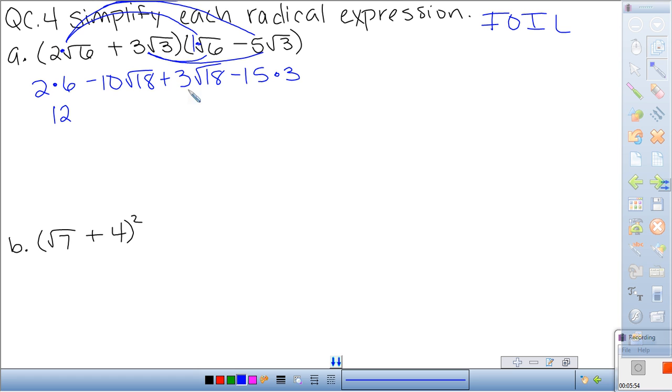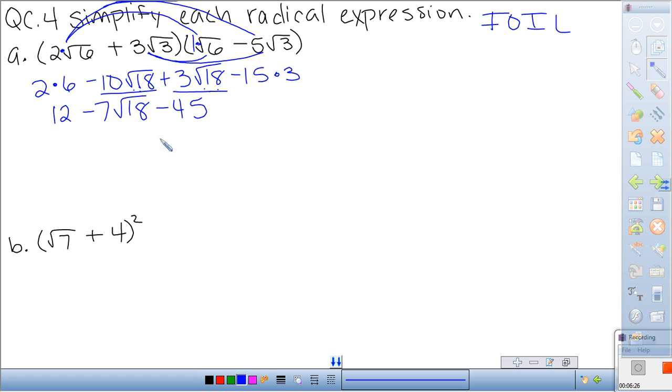I prefer to combine like terms first. That way you have a lot fewer numbers, a lot fewer terms to deal with. So negative 10 square roots of 18 plus 3 square roots of 18. Again, they're like terms because these radicands are the same. Negative 10 plus 3, negative 7 square roots of 18. And then negative 15 times 3, negative 45.